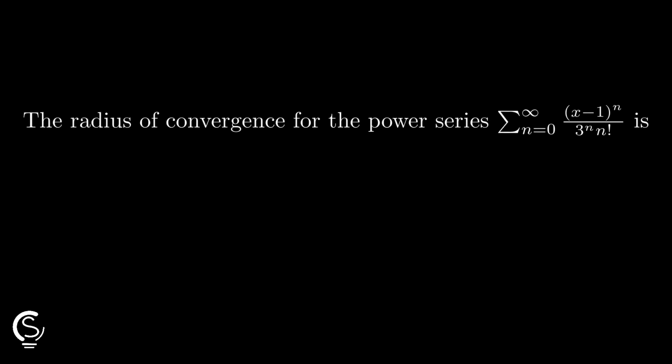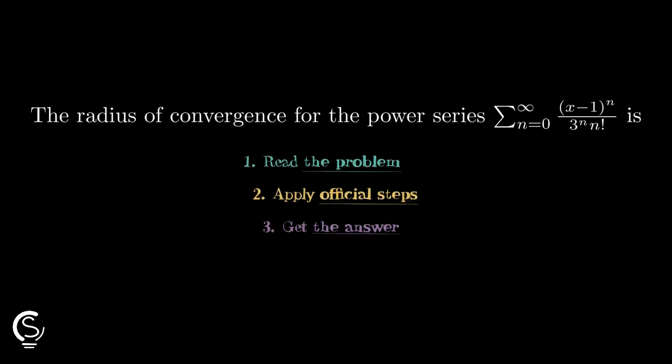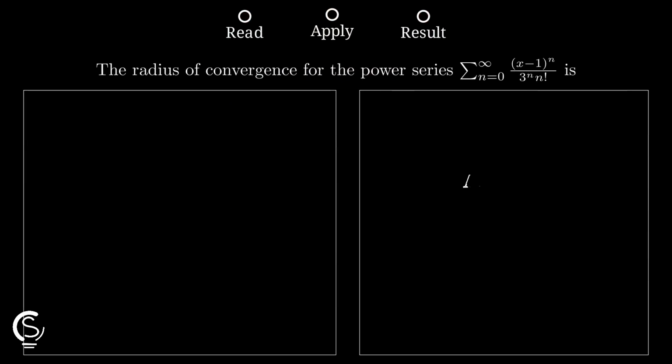I got your back. Finding the radius of convergence for this power series is actually super fast if you use the ratio test. Let's solve this problem right now. First, we apply the ratio test by taking the limit of the absolute value of the next term divided by the current term. This helps us see how the series behaves.